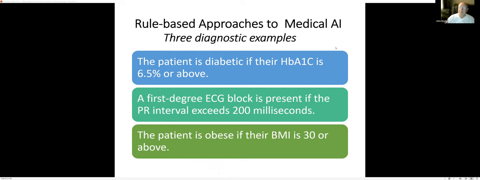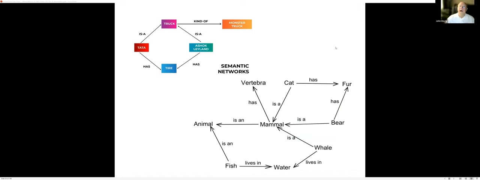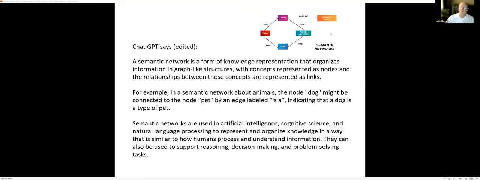Patient is obese if their BMI is 30 or over. Another way of knowledge representation is semantic networks, which we're not going to spend a lot of time on, except that a mammal is an animal, for example. A bear is an example of a mammal. A whale is an example of a mammal, but a whale lives in water where a bear has fur, and so on. So this is how you might want to represent knowledge.